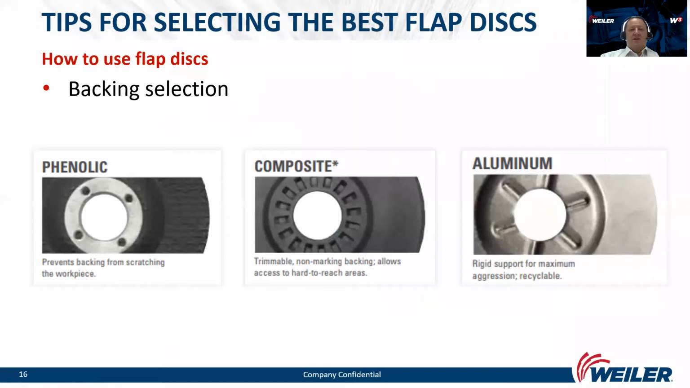Backing pad selection. Phenolic backing pads are most widely used because of their light weight and good absorption of vibrations during the grinding process. Composite or plastic backing pads give better support, and they are trimmable, but they are heavier than glass fiber pads. And aluminum backing pads are very rigid. They are often used when the speed of the grinding is important.